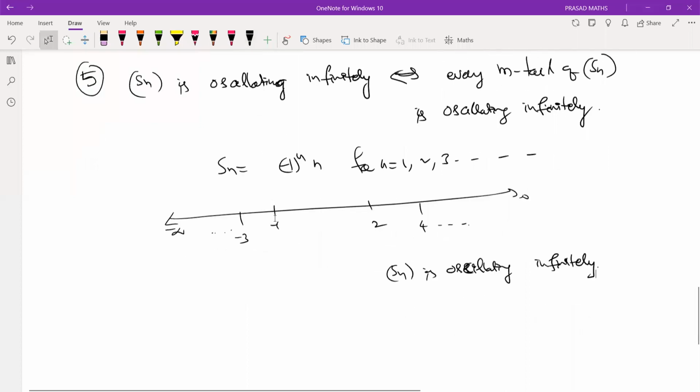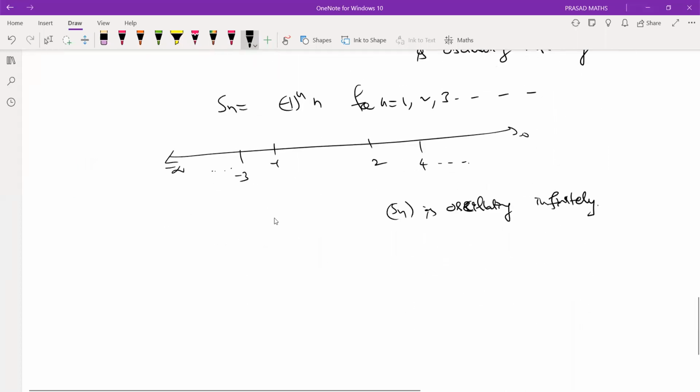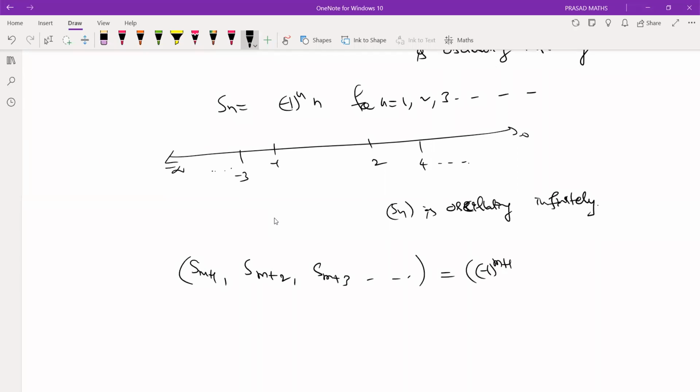Clearly oscillating infinitely. And look at any m-th tail. m is not fixed. So look at any m-th tail. This is the definition of the m-th tail. So what you get is actually (-1)^(m+1)·(m+1), then (-1)^(m+2)·(m+2), like that going on. So therefore, what you observe, this is also oscillating infinitely.